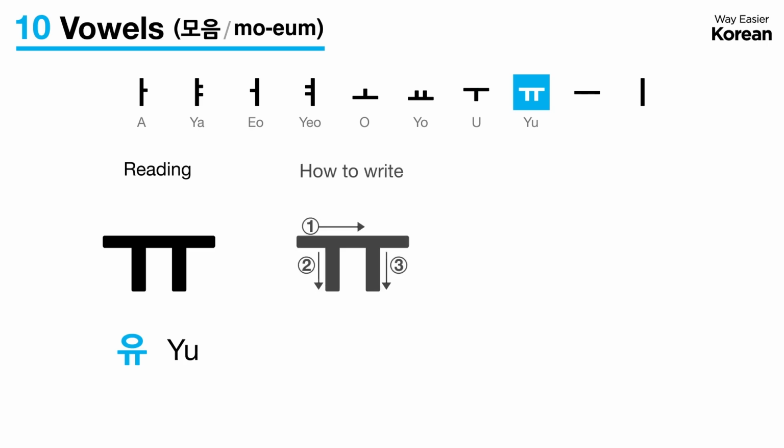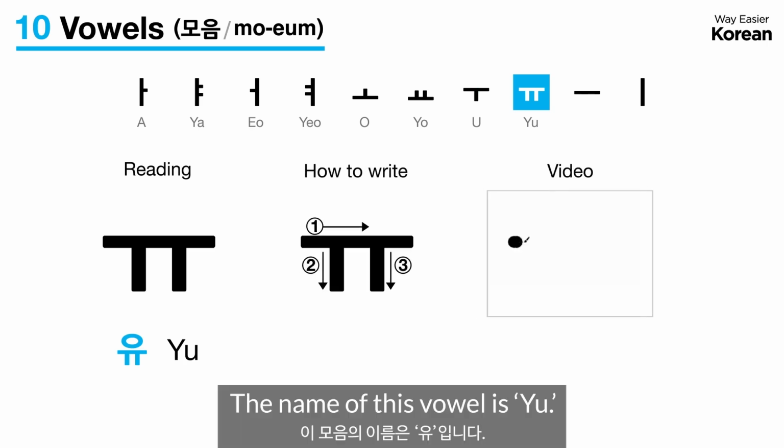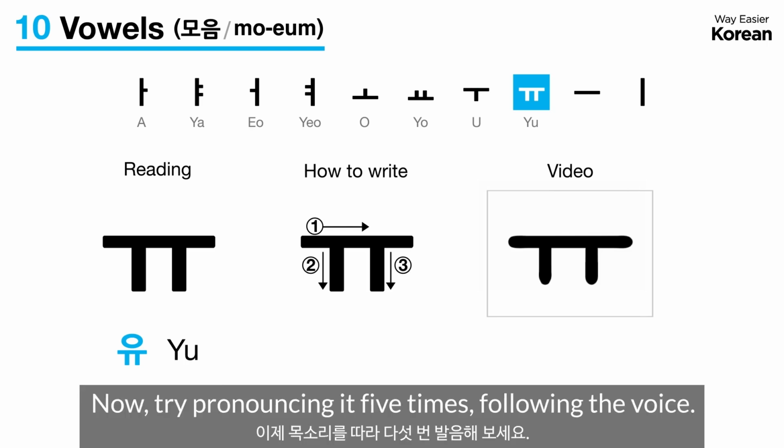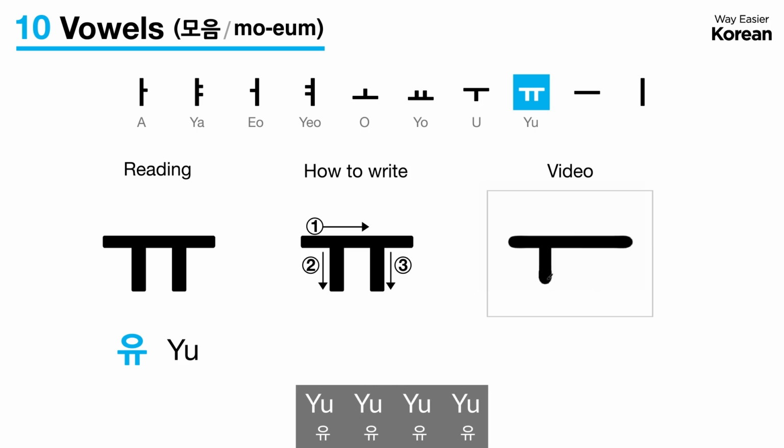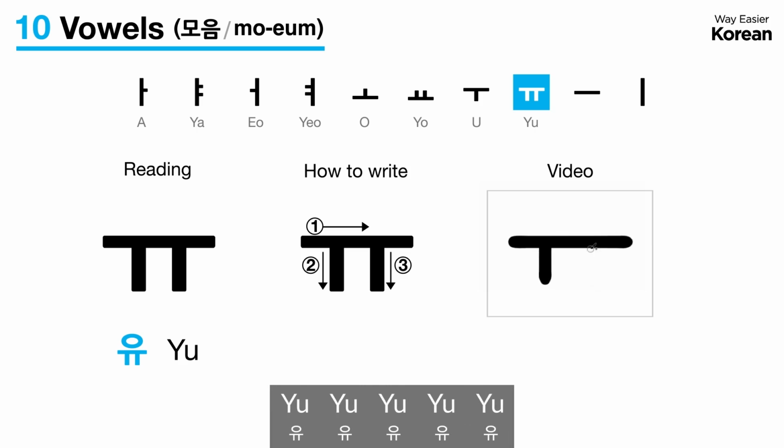유. The name of this vowel is 유. Now, try pronouncing it 5 times, following the voice. 유, 유, 유, 유, 유.